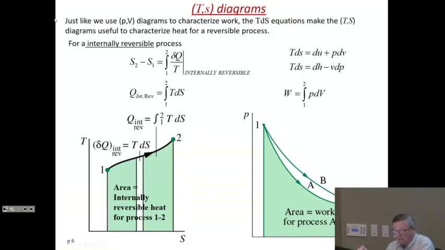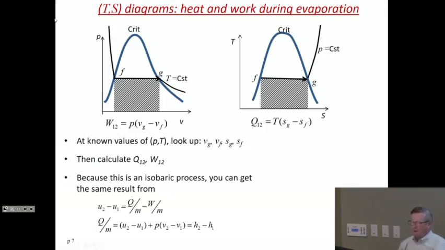So for internally reversible systems, you can write that the heat is the integral of TdS. And so this area is the internally reversible heat for the process from 1 to 2. It's not the total heat. So the irreversibilities, the heat that comes out of friction, they don't show up in this diagram. Okay, so let's take a few particular cases.